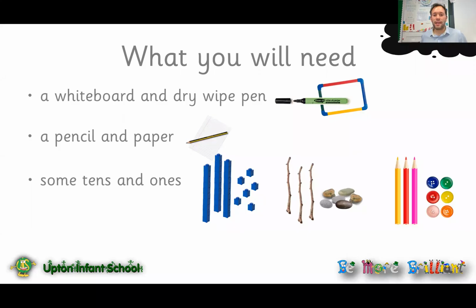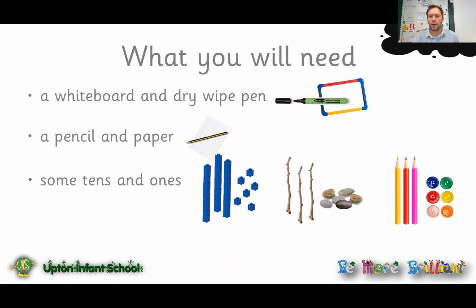Shall we see what we're going to need for today's lesson? Okay, today you're going to need a whiteboard and a pen. You will need your pencil and your workbook or some paper, and you will need your tens and ones equipment, just like you did yesterday. So if you need to get any of those things together, pause the video here, and then we'll start the lesson as soon as you are ready.